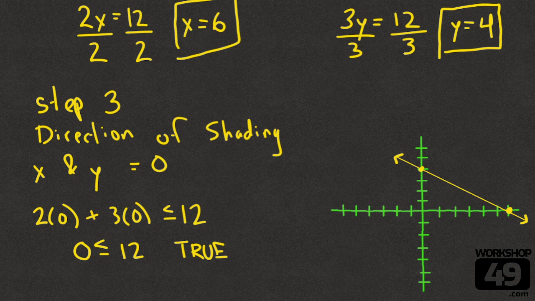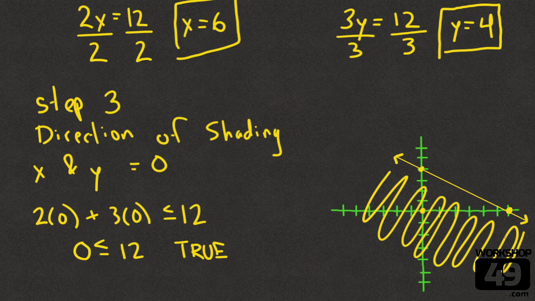We need to decide which way we're going to shade. Because our inequality worked out to be true when we filled in 0 for both x and y, it means we need to shade on the side that points towards 0, 0. In this case, we're shading on this side right here. And that's all there is to graphing an inequality using the intercept method.